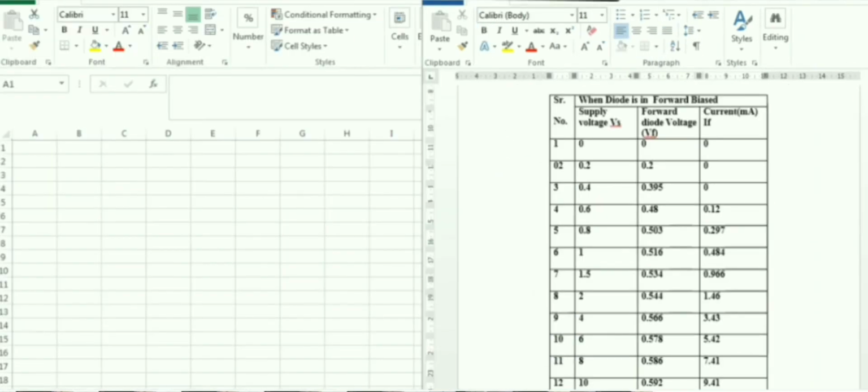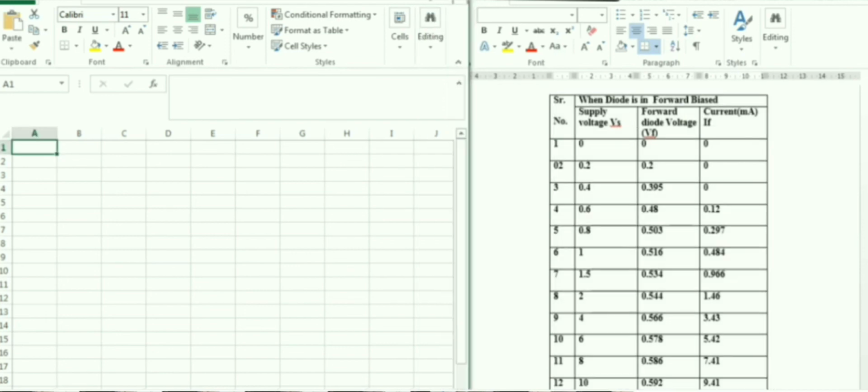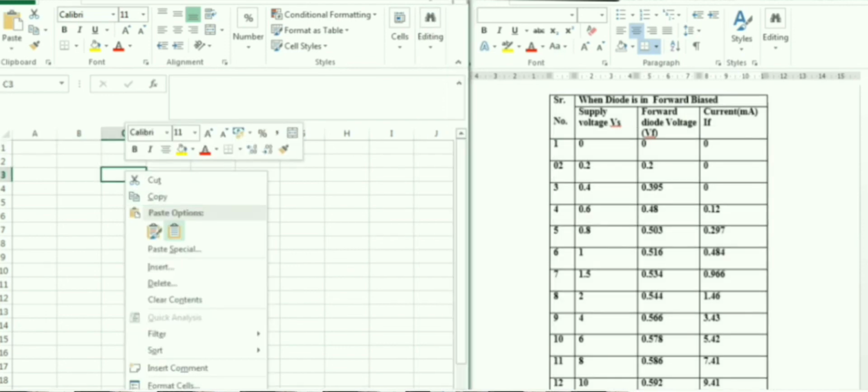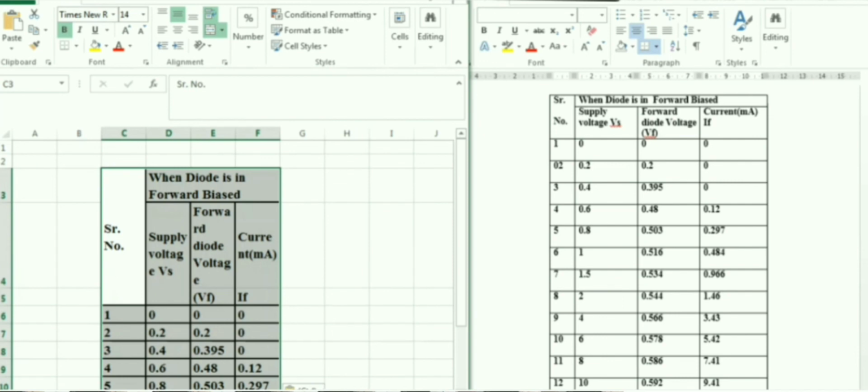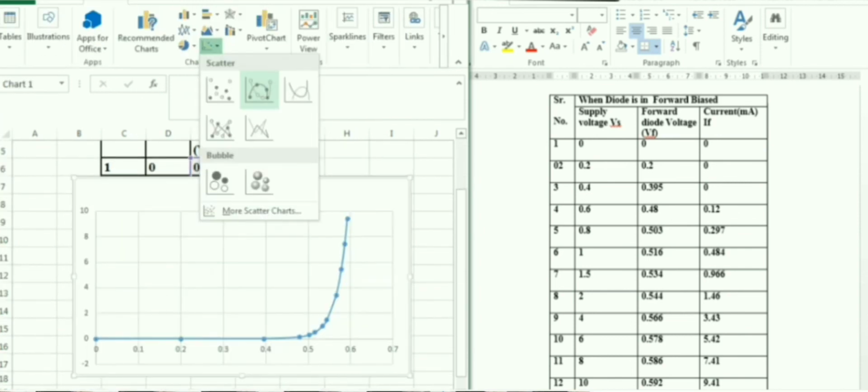This is the total about the PN junction diode characteristics. Now copy all the readings to the Excel sheet and plot the graph between the forward voltage and the forward current. Copy the forward voltage across the diode and the current. Go to Insert and plot.